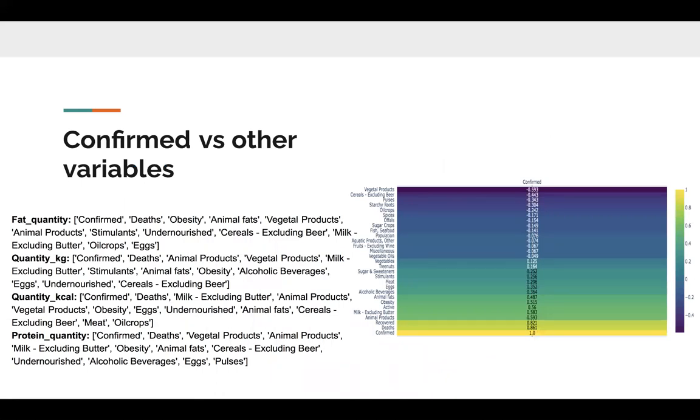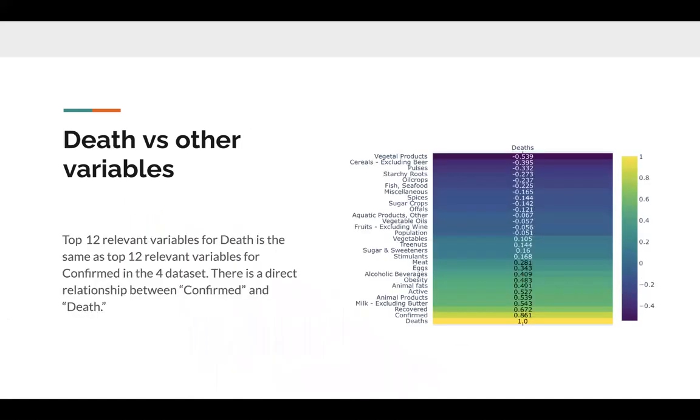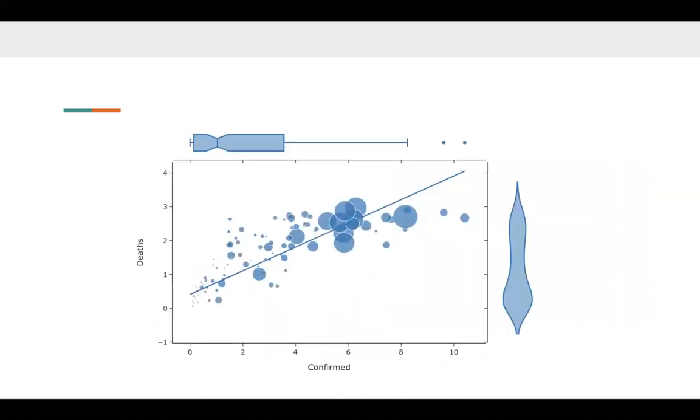It is to be mentioned here that recovered cases and active cases variables are dropped, since they are not the center of our study here. If the relevant variables for death cases are printed, we see the same results as confirmed. This suggests a direct relationship between confirmed and deaths, and this is also suggested by this diagram.